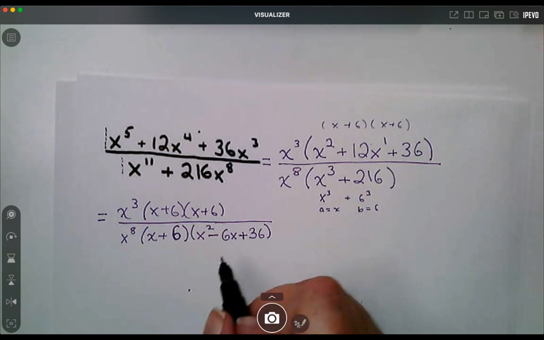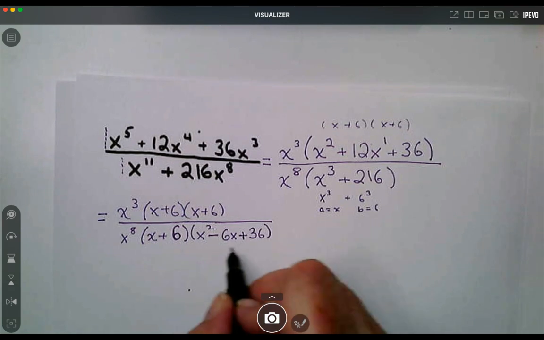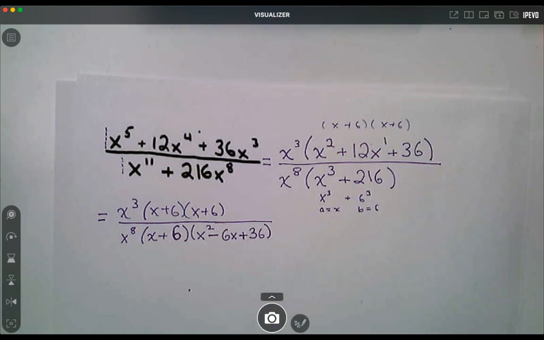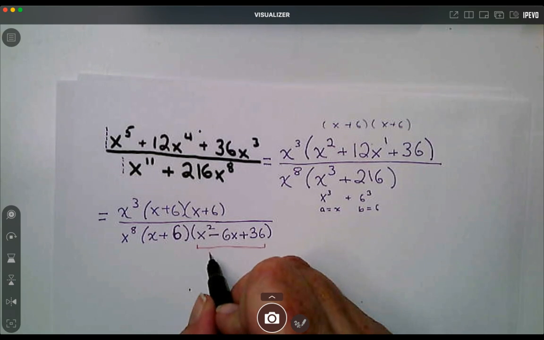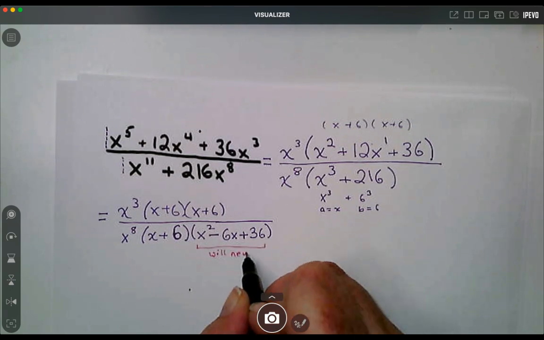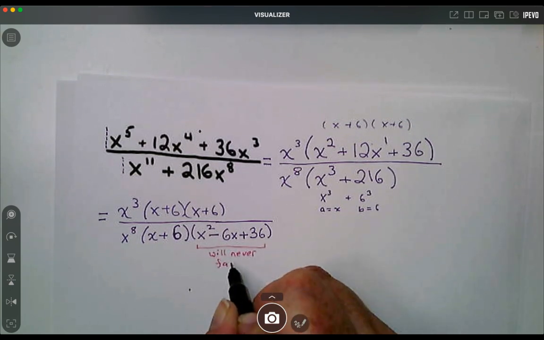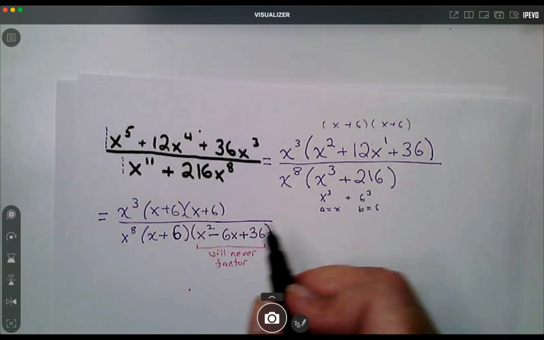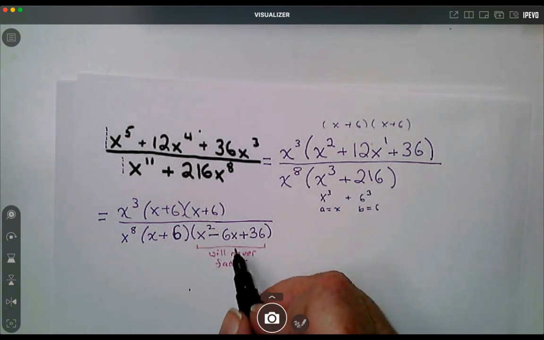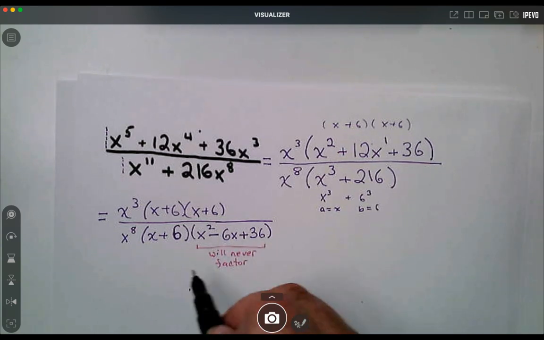Okay, look, I factored it. Now, this has 3 terms. Should I try to factor it? The answer is no, because this trinomial will never factor if it's part of a sum or difference of cubes. This will never factor any further. So you already know that you've arrived.